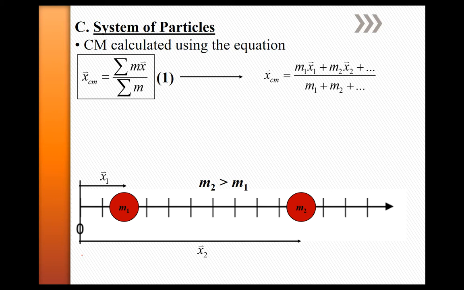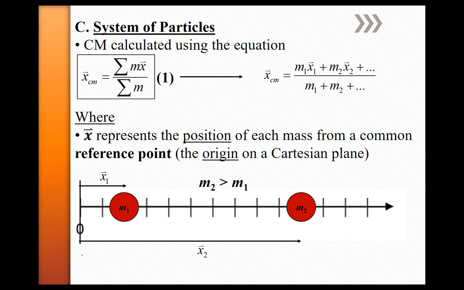What this equation is, it's pretty much just a weighted average equation. So it's just accounting for the position of your mass and how much mass is at that spot, and it just shifts the position accordingly based on where most of the mass is concentrated. So it's really, like I said, just a weighted average equation. Okay, in this equation, x represents the position of each mass from a common reference point, which is going to be the origin on a Cartesian plane or the number line you can see there. We'll do a calculation shortly to deal with that.